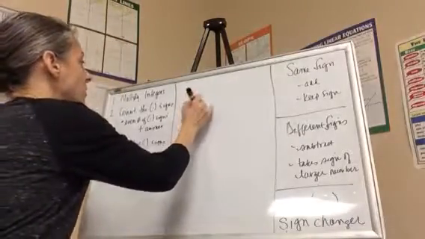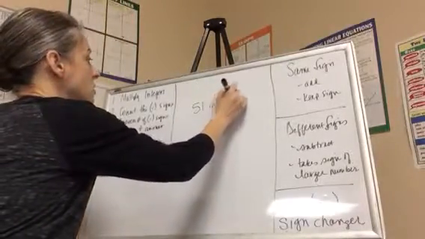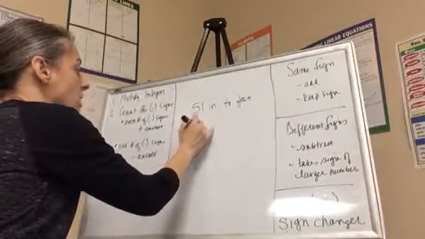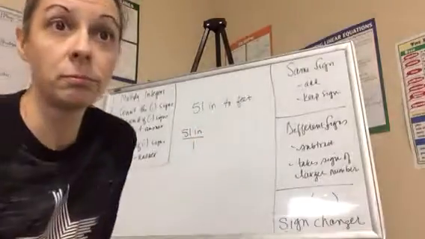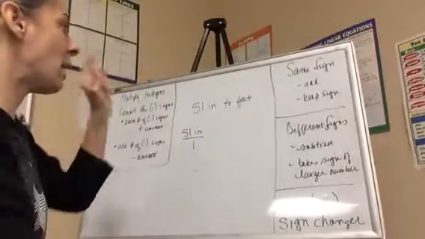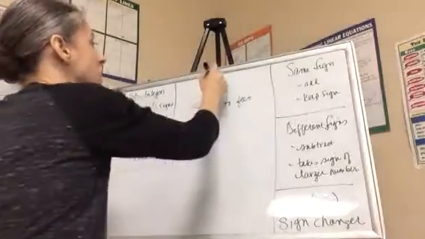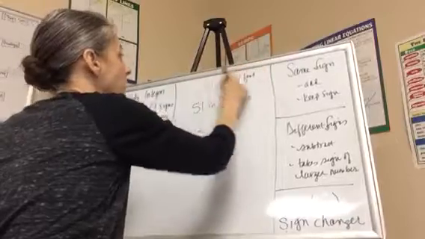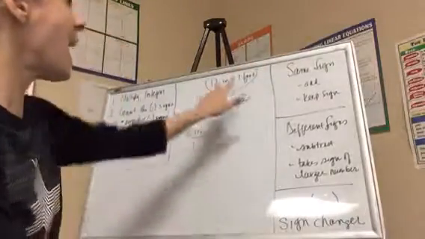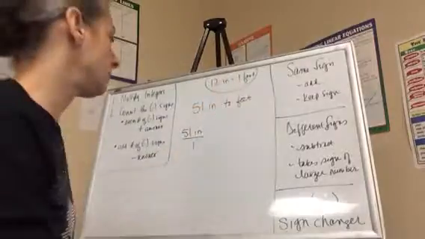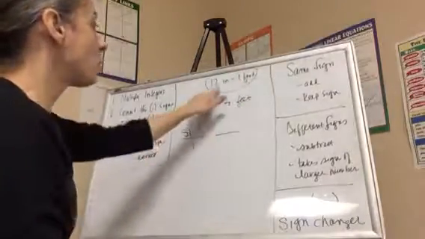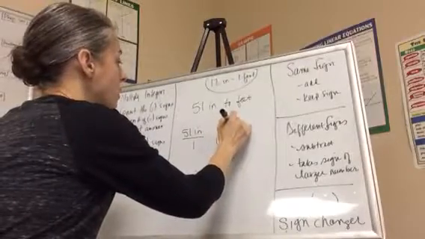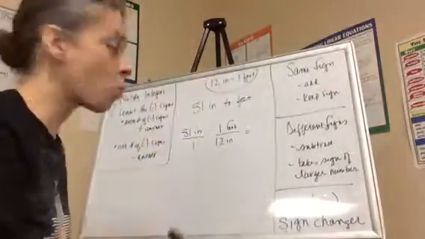What if I have to convert 51 inches to feet? The first thing I'm going to do is take 51 inches and make it a fraction. Now I'm going to say, what do I know about inches and feet? I know that 12 inches equals 1 foot, right? You know that as well. I'm going to make this a fraction. I'm going to put 12 inches on the bottom and 1 foot on the top, and here's why.